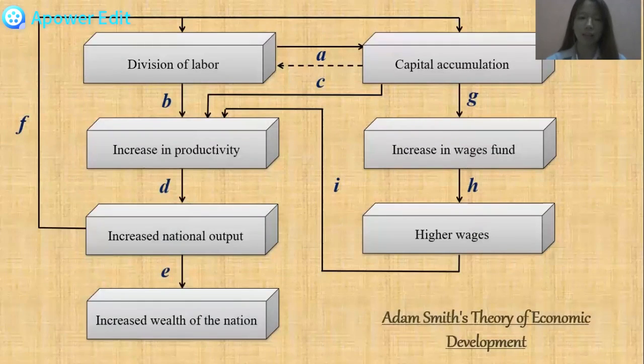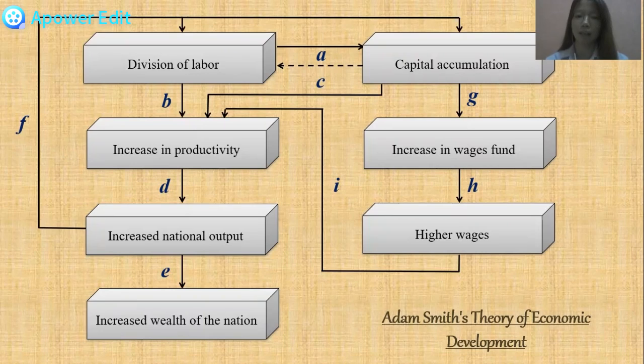This is the figure for Adam Smith's theory of economic development. At arrow A, Smith contended that the division of labor, DOL, spurs capital accumulation. Both DOL and capital accumulation work together to increase labor productivity at arrows B and C. This is because DOL and capital accumulation can save time, increase labor skills and specialization, and promote the creation of new machines. At arrow D, the rise in labor productivity increases the national output, which widens the markets, justifying further DOL and capital accumulation at arrow F.